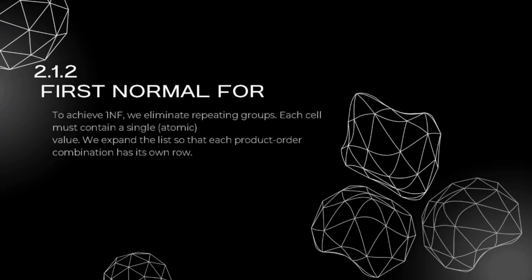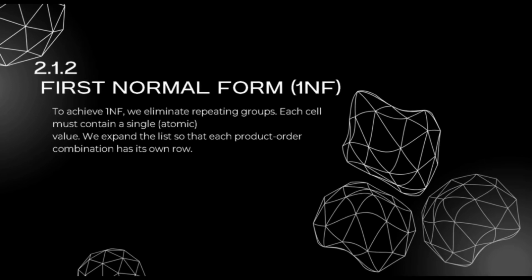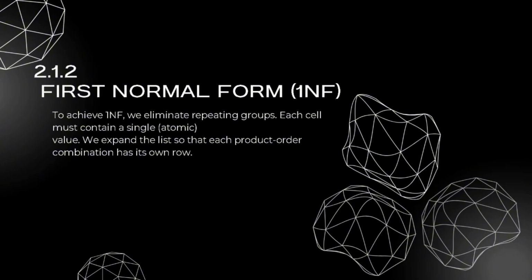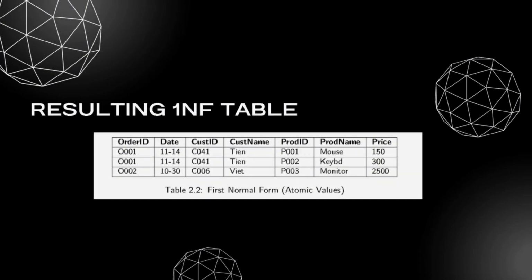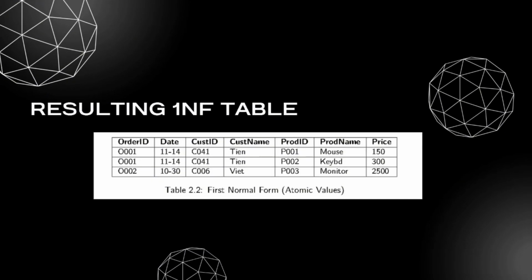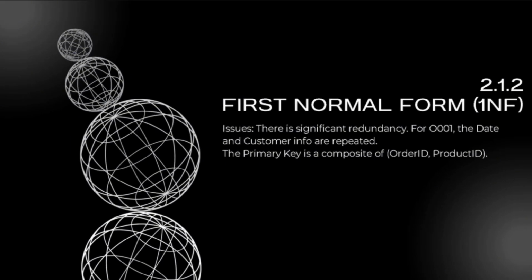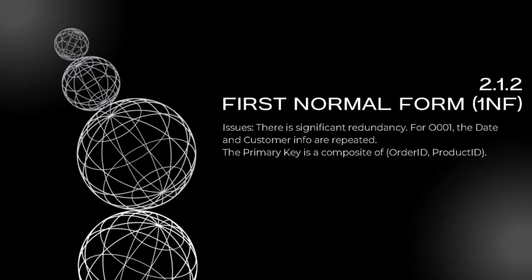To solve this, we move to the first normal form. We expand the list so that every product order combination has its own row, as shown in Table 2.2. Now every single cell holds a single atomic value. However, this introduces a new problem: redundancy. You can see that the date and the customer information are repeated for every single item in the same order.